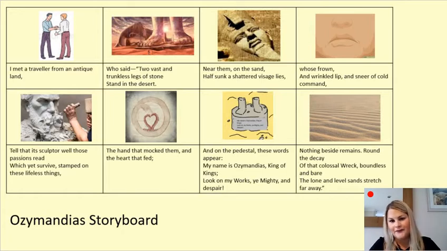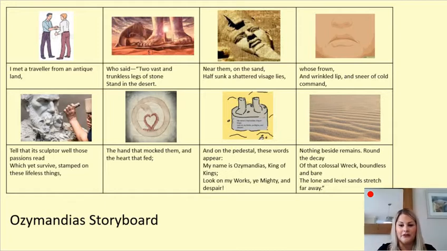And on the pedestal, that's the bit that the statue stands on, the words appear, my name is Ozymandias, King of Kings, look on my works, ye mighty, and despair. So again, we know that the person who ordered this statue to be made was really arrogant, felt really powerful. And then right at the end, you've got this bit, nothing beside remains. Round the decay of that colossal wreck, boundless and bare, the lone and level sands stretch far away. So this guy that had all this power is now totally forgotten about and has been consumed by the sand. There's nothing left of him.